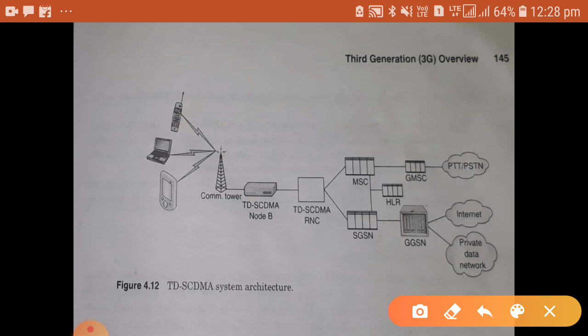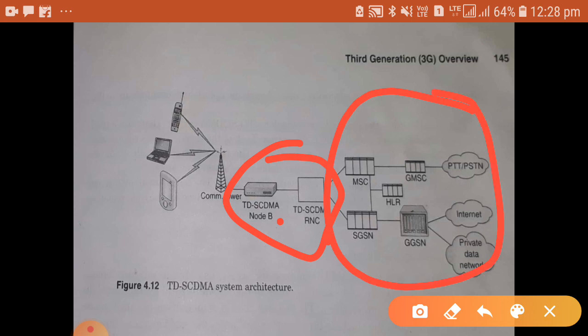So this is the TD-SCDMA system architecture. In this case, this will be the RAN portion. This RAN portion has the TD-SCDMA RNC network along with the TD-SCDMA node B network, and the TD-SCDMA node B and TD-SCDMA RNC are using the combination of protocols of FDMA, TDMA and CDMA. Similarly, this whole TD-SCDMA network will be interfacing with the 3GPP core network. So this is the 3GPP core network.